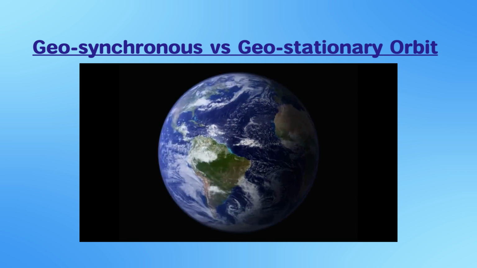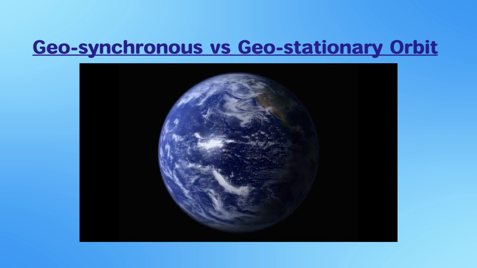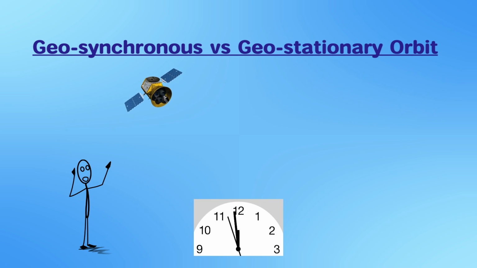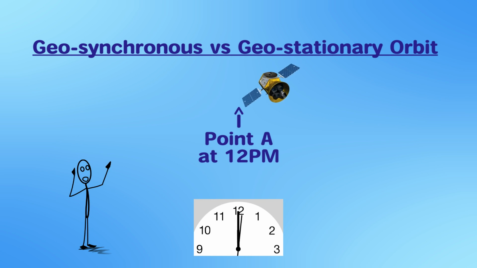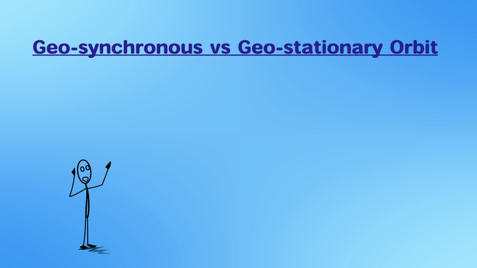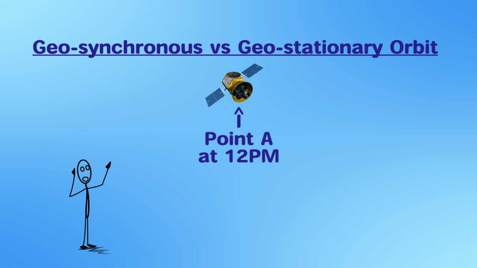To understand this difference better, let us take the following example. For a person standing on ground and watching the sky, a geosynchronous satellite would be at the same position in the sky, say point A, at exactly the same time of the day every day, say 12 pm. Thus, at 12 pm of each day, the geosynchronous satellite would be at point A.